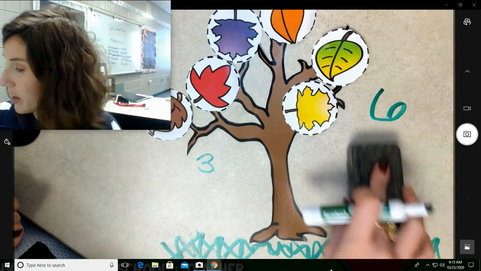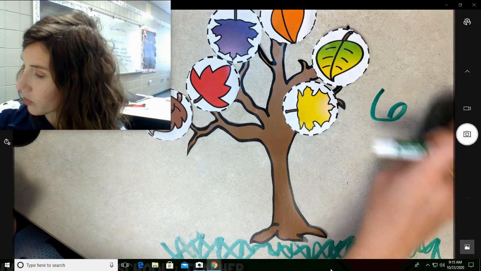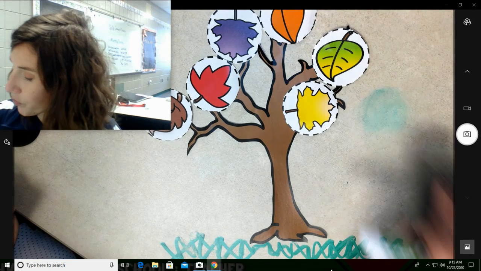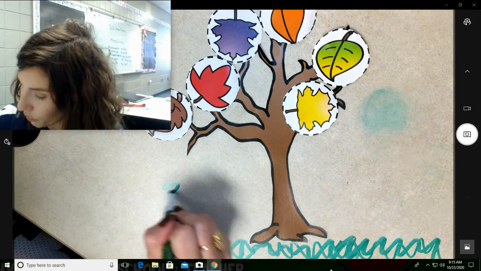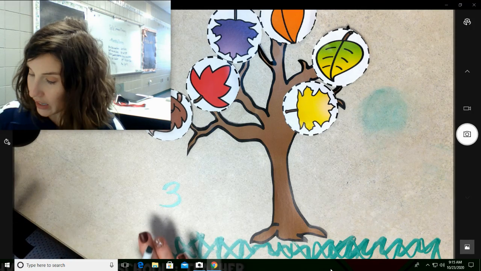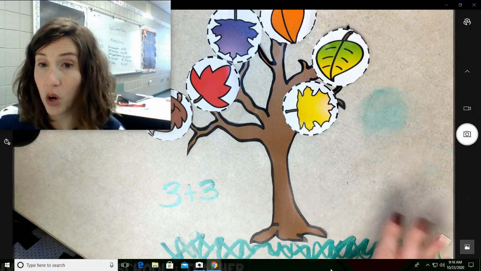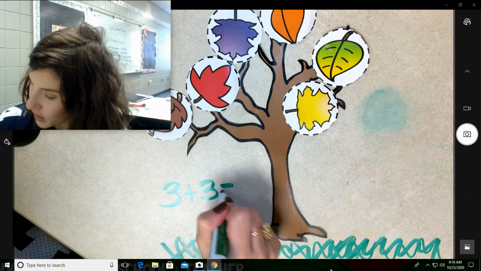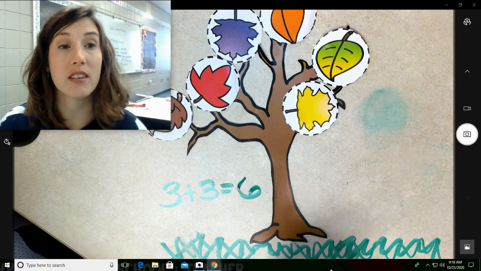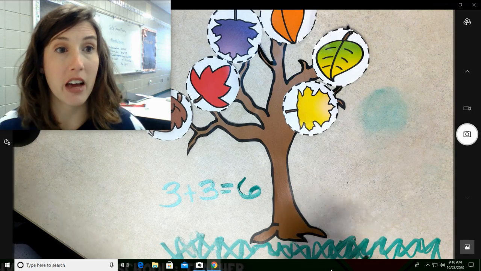Let's write it like a math problem. 3 leaves from the left side plus 3 leaves from the right side equals 6 leaves on either side of our tree.